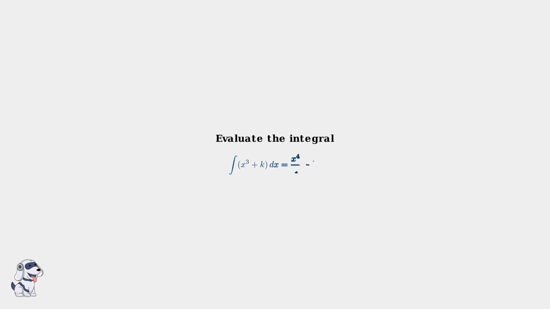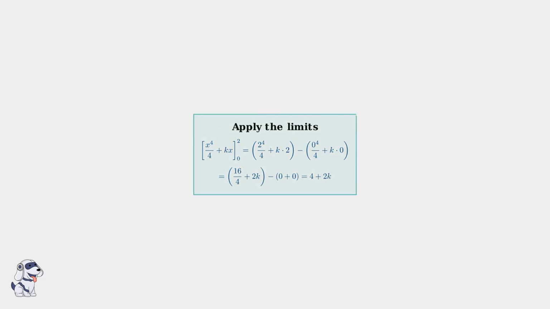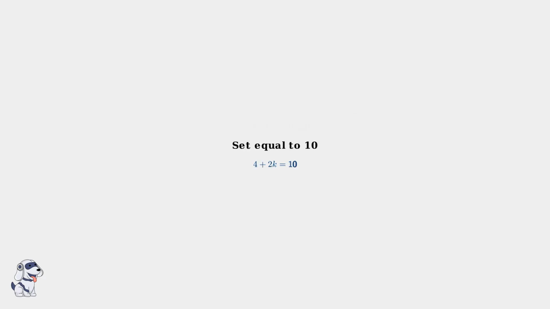First, evaluate the definite integral. The antiderivative of x cubed plus k is x to the fourth over 4 plus kx. Apply the limits from 0 to 2. This gives 4 plus 2k. Set the result equal to 10. Solve the equation for k: subtract 4 from both sides, giving 2k equals 6. Divide by 2, so k equals 3.